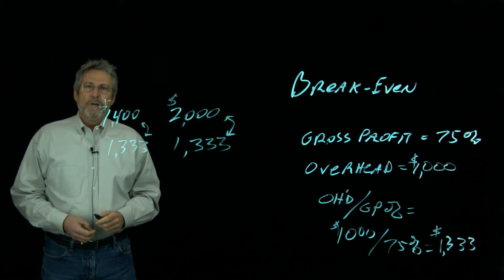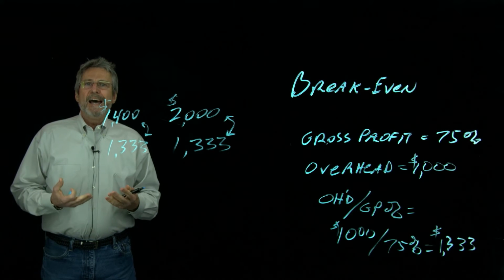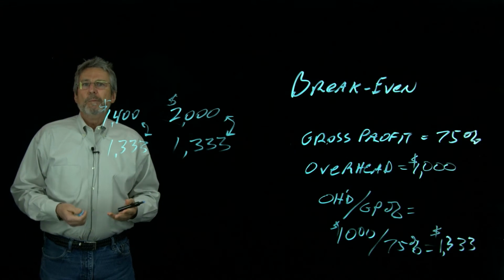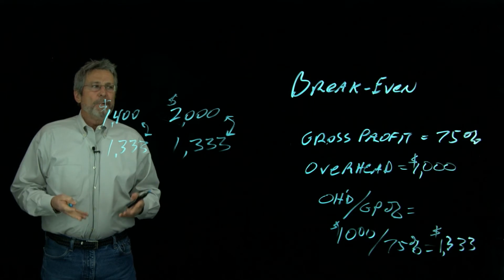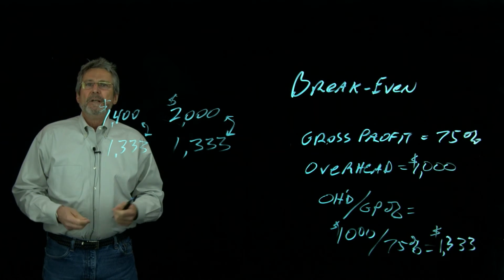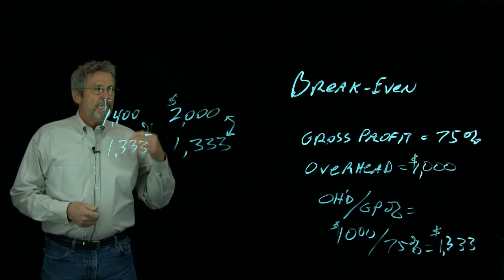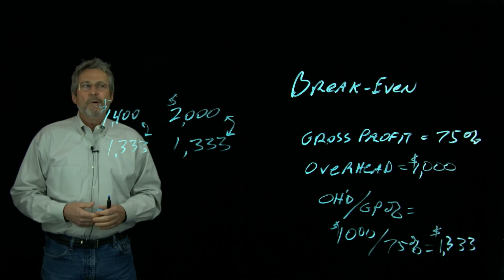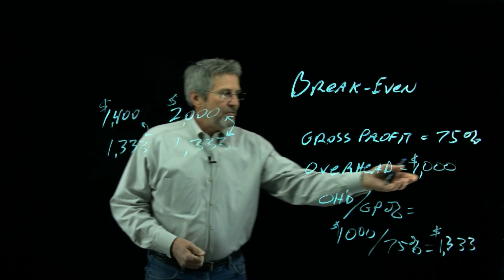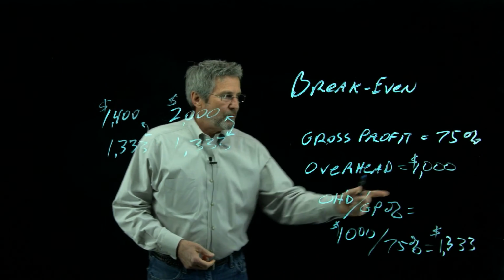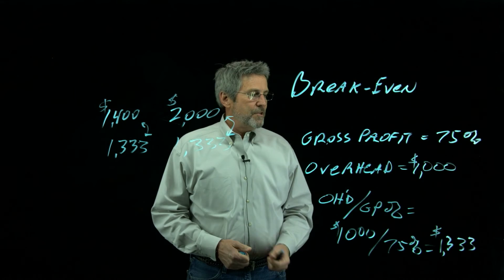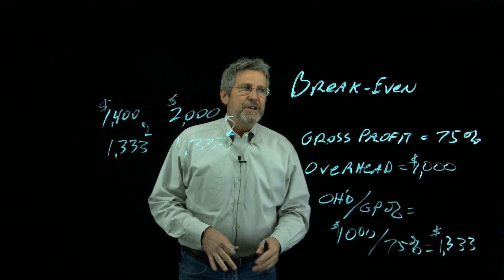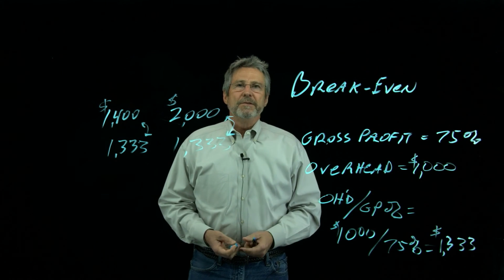Another use for break even is if you're wanting to add resources, say a piece of equipment. If you have a $1,000 piece of equipment that you want to add to your overhead, then how would you calculate the sales required to pay for that equipment? Well, we happen to have already done that, because what we're doing is we're adding another $1,000 in overhead, and you use the same formula, and that means you need to increase your sales by another $1,333.